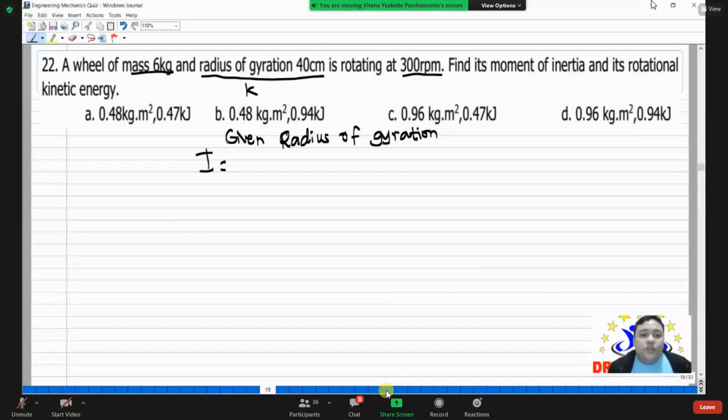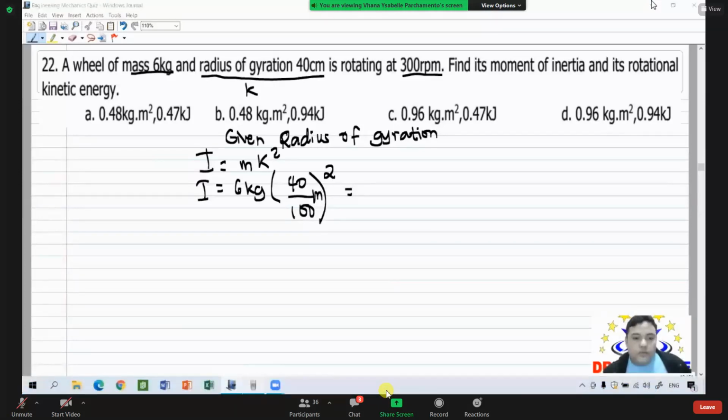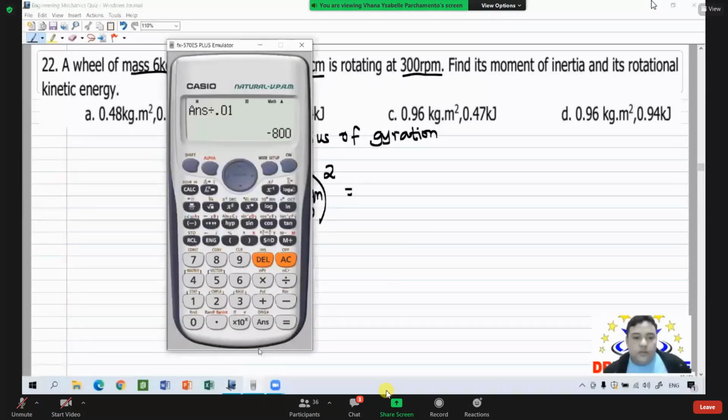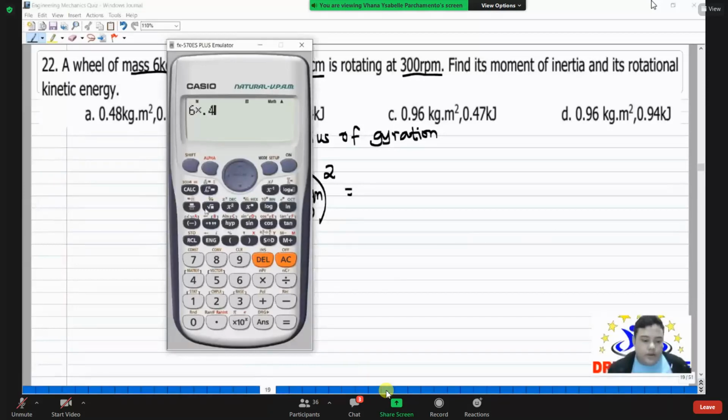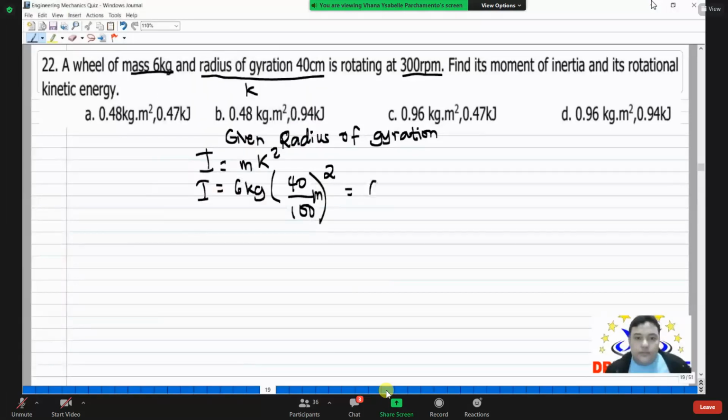So, given radius of gyration, that is equal to mk squared. So, I is equal to 6 kilograms multiplied by the radius of gyration, which is 40 over 100, the quantity squared. So, this is meters. So, kilogram meter squared po yan. So, 6 times 0.4 squared. So, this is equal to 0.96 kilogram meter squared. So, it's either letter C or letter D. Kunin pa natin yung rotational kinetic energy.